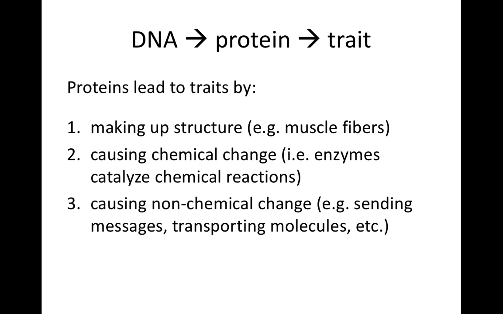Here's another way to look at it. Proteins can cause different traits in three basic ways. They can make up our physical structure, and if those structures are different from person to person, those might be different traits. Proteins can cause chemical change. That means that enzymes, which are a type of protein, are causing chemical reactions to occur.